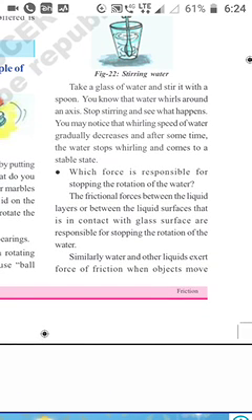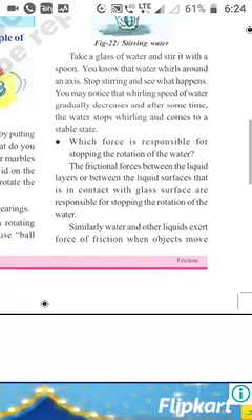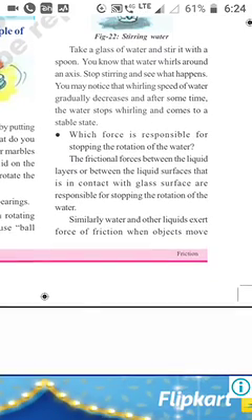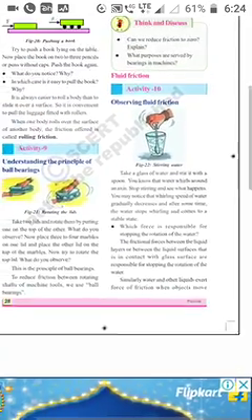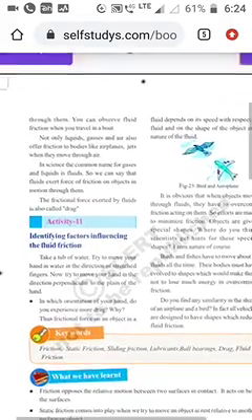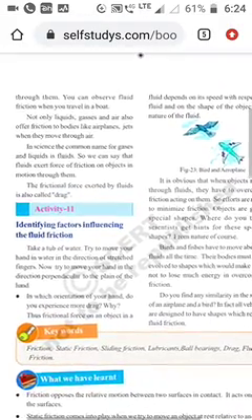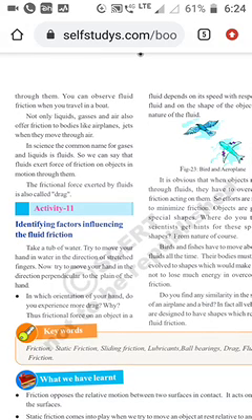Next, similarly, water and other liquids exert force of friction when objects move. So water or another liquid, in place of water if you use any liquid, what happens? You can observe fluid friction when you travel in a boat. Not only liquids, gases and air also offer friction to bodies like aeroplanes and jets when they move through air.